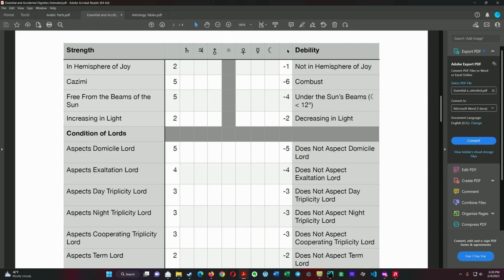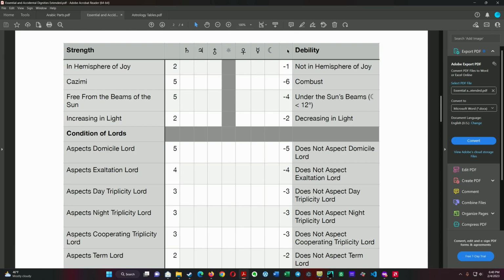Now, again, like I said, it's heliacal phases, everything's different, but once you get far enough away from the sun, it's considered to be under the beams, which is still bad, but it's less bad than if it's really burnt, if it's really close. And if it's free from the beams of the sun, that's good. That means it can operate in its own power.